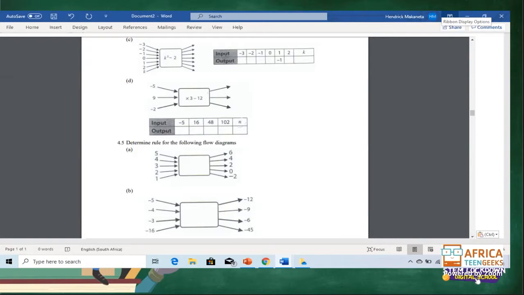Because the first one, 2 times 5 equals 10, then minus 4, multiplied by 4.